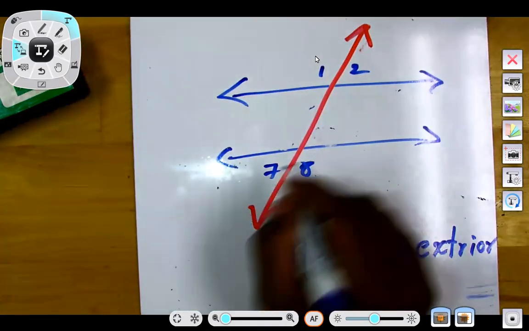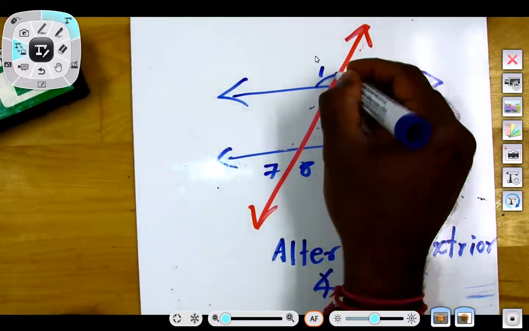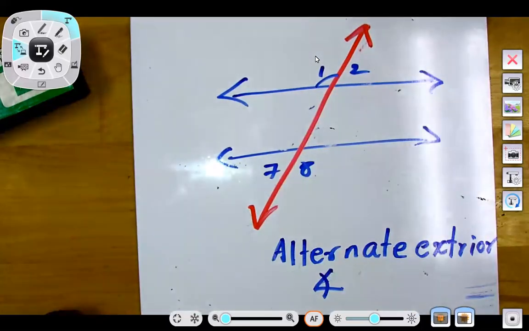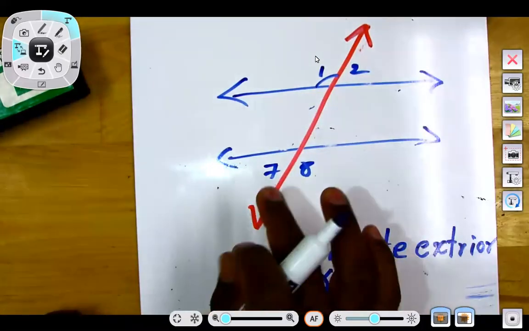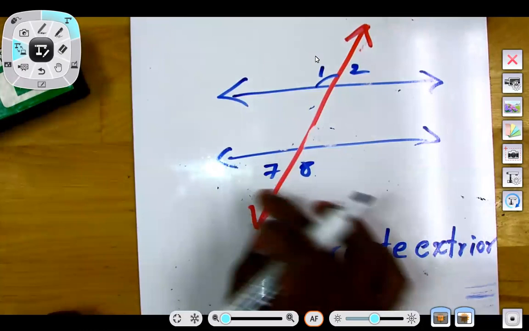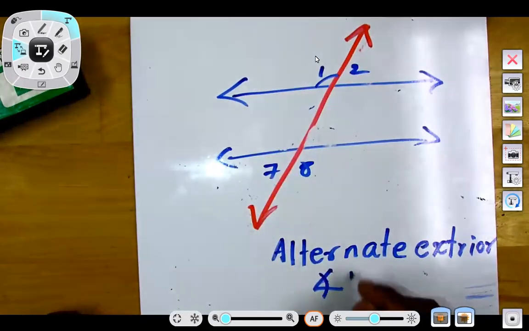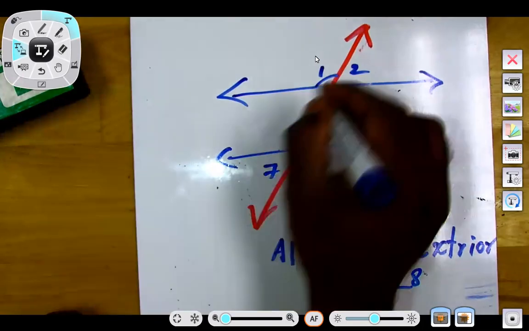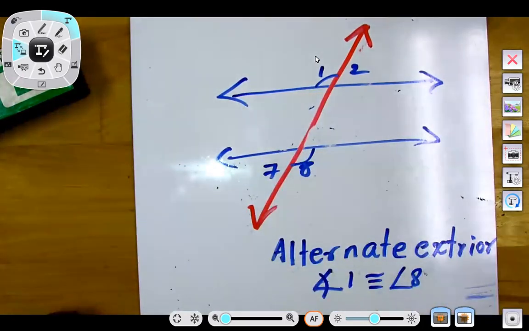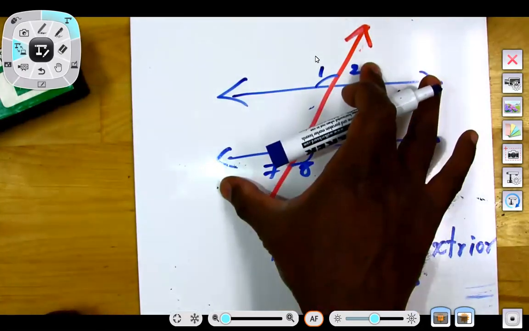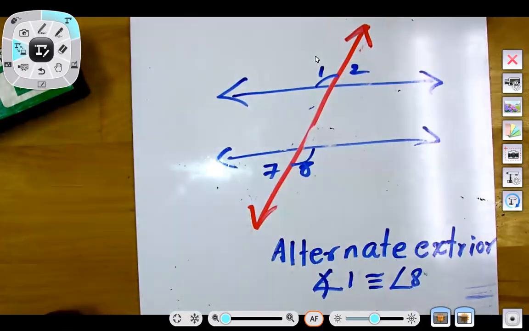So in this case, this is the exterior angle. It cannot be right next to that exterior angle, so 2 cannot come. It cannot be on the same side of the transversal, so this one can come. So angle 1 and 8 are congruent. These are called alternate exterior. Same thing, 2 and 7. See, opposite side of the transversal and not right next to each other.